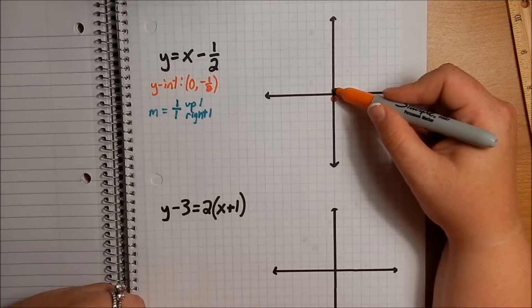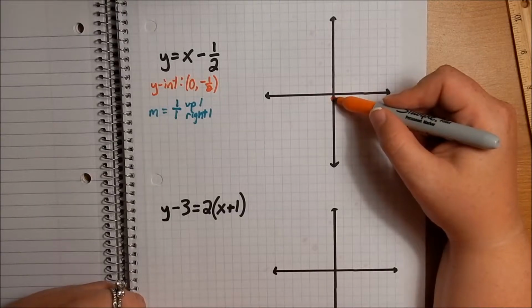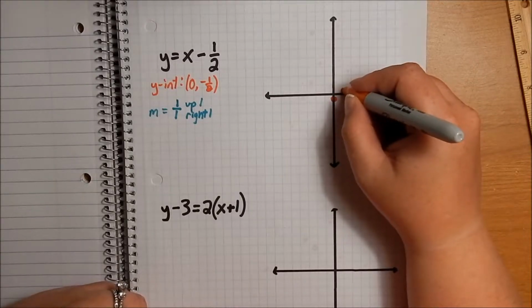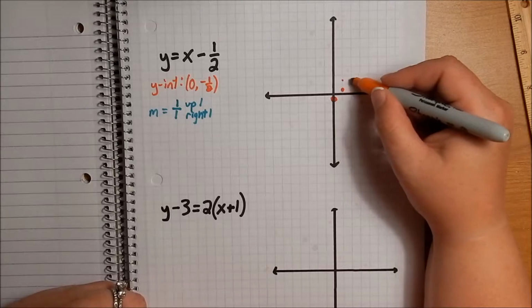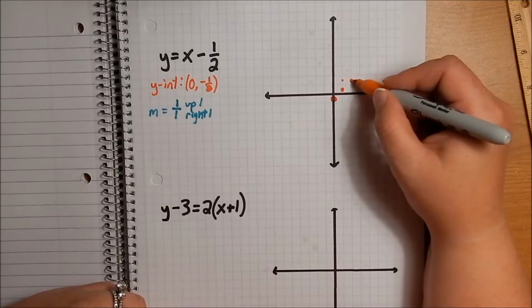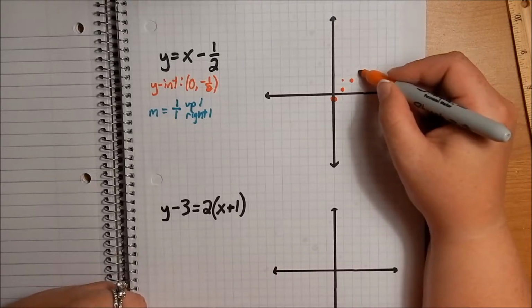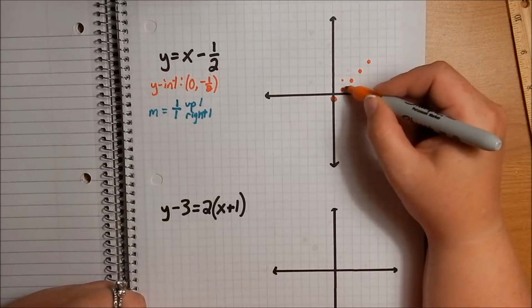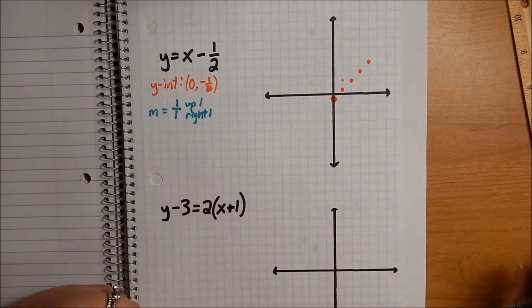So I go halfway to the next box up here. So up 1 whole square to the right 1 whole square would be here. Up 1 whole square to the right 1 whole square. Oops, I made a stray dot. Up 1 whole square to the right 1 whole square, and so on. So none of these are going to end up being on lattice points, but that's okay.